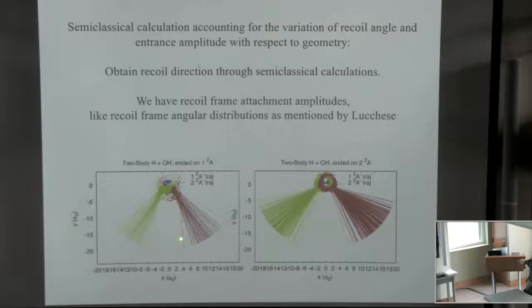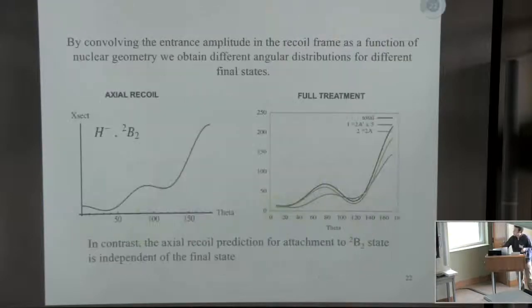So we calculate the recoil direction for every trajectory, and we can bin those trajectories according to final state, therefore producing different recoil frame attachment probabilities. In other words, for each trajectory, we have a recoil direction, and we rotate the entrance amplitude such that we define phi as the azimuthal coordinate around that direction.